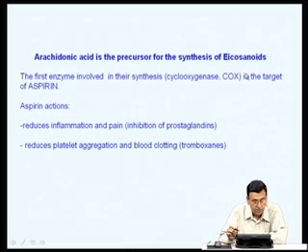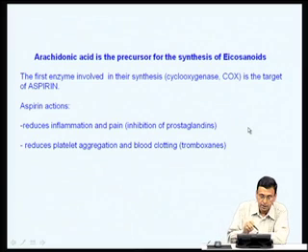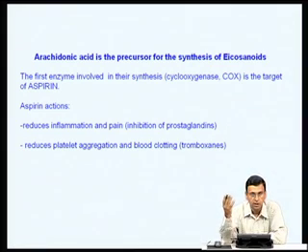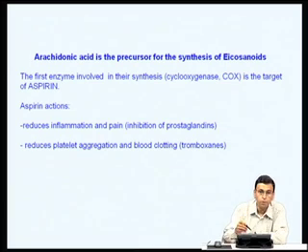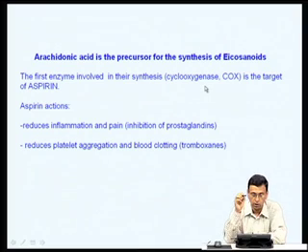Now, what are these eicosanoids? Eicosanoids are the molecules which are involved in a number of physiological processes, and the first enzyme involved in their synthesis, namely cyclooxygenase, is the target of aspirin. I am sure most of you have taken aspirin tablets whenever you have pain, or when you are a heart patient, when you want to keep your blood thin. People usually recommend you take aspirin, and the two important properties of aspirin are that it reduces platelet aggregation and therefore prevents blood clotting, and it reduces inflammation and pain, and it does both these by inhibiting the enzyme called cyclooxygenase.